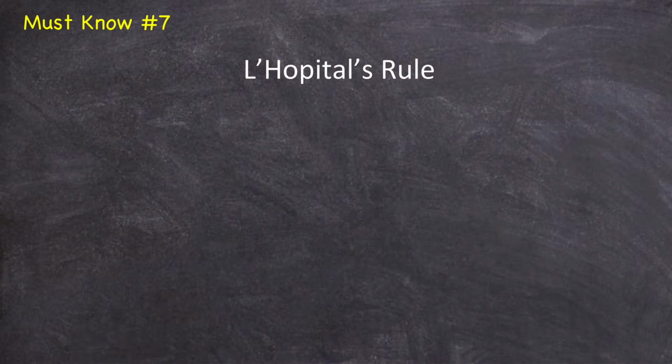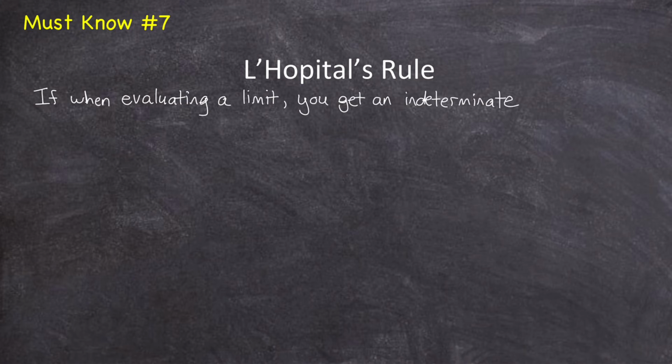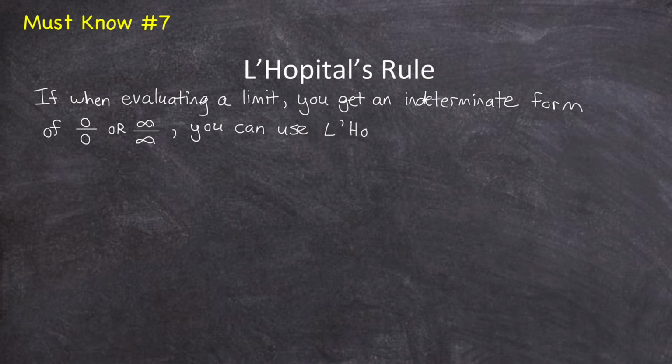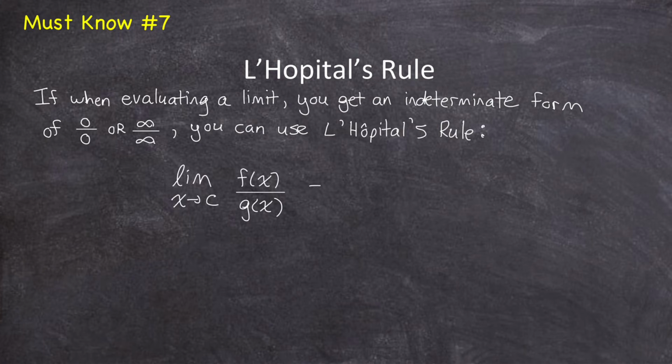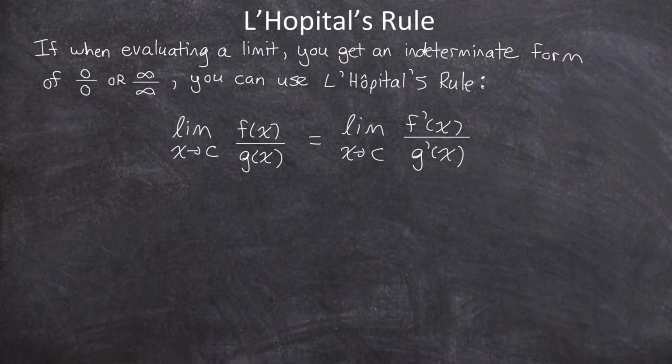Must know number 7, L'Hopital's rule. If when you are evaluating a limit, you get an indeterminate form of type 0 over 0 or infinity over infinity, you can use L'Hopital's rule, which states that the limit of a quotient of two functions as x approaches c would be equal to the limit as x approaches c of the derivative of the function that's in the numerator divided by the derivative of the function that's in the denominator. So let's look at two examples of how we could use this rule.